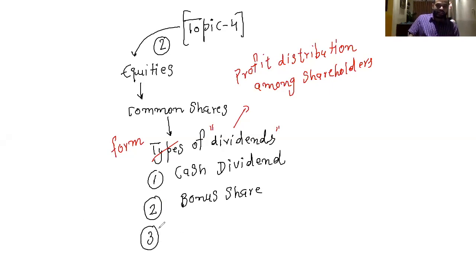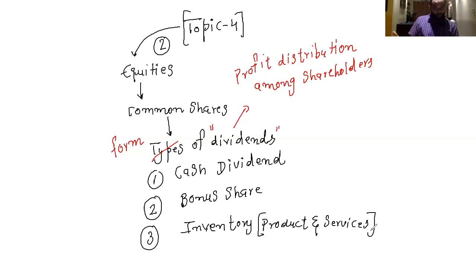Third is a inventory dividend, in form of inventory. Inventory means in form of its product and services. Instead of paying them dividend, cash or bonus, company will give its product, and product value is equals to the proposed dividend value, right?